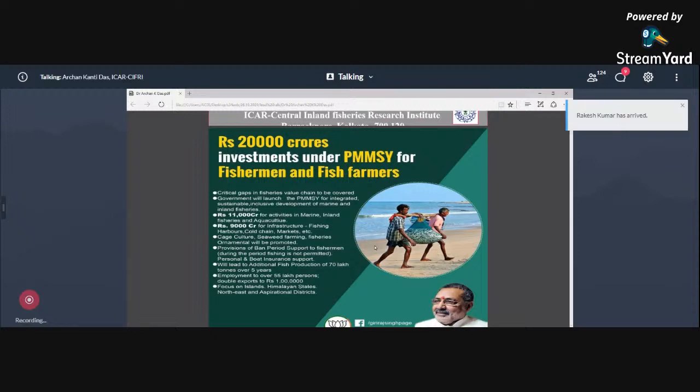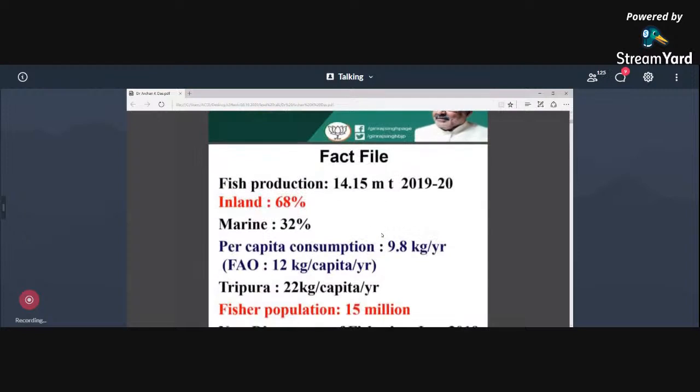Development for the benefit of these farming communities. Next slide, please. Next slide, please. Some fact files I already mentioned: 68% of production comes from the inland sector. Marine is a little bit dwindling.